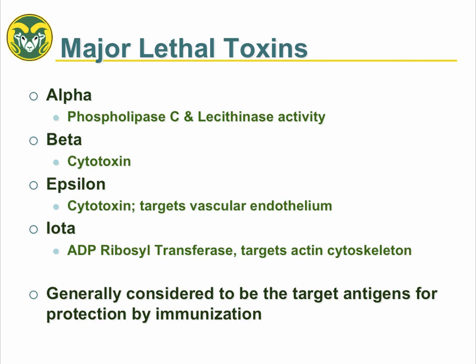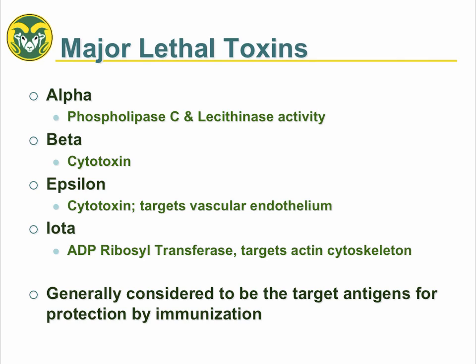Beta toxin is a cytotoxin. It actually forms pores in the membrane. We'll show some diagrams of that. Epsilon toxin is also another cytotoxin, particularly targeting the vascular endothelium. And then iota toxin is an ADP ribosyl transferase. It actually ends up targeting the actin cytoskeleton inside the cells, and so it's going to disrupt that, and that's what causes the cell death.